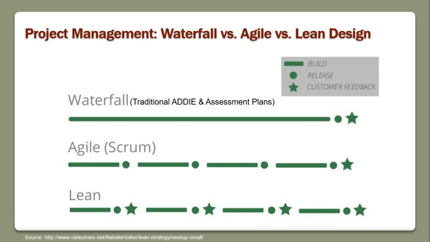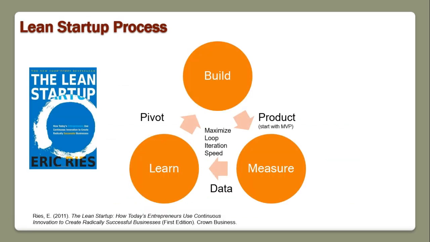And we're going to be updating it as we learn from you. Really, we're following something called the Lean startup process, where you start with an MVP, then you measure, and you take that data and you pivot. The key thing behind the Lean startup process is that your effectiveness as a designer, or your competitive effectiveness, is that you can maximize your loop iteration speed.